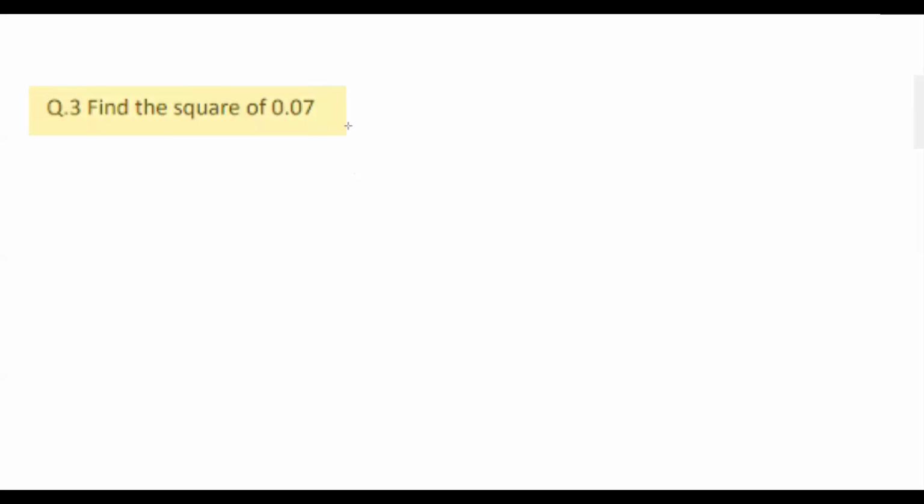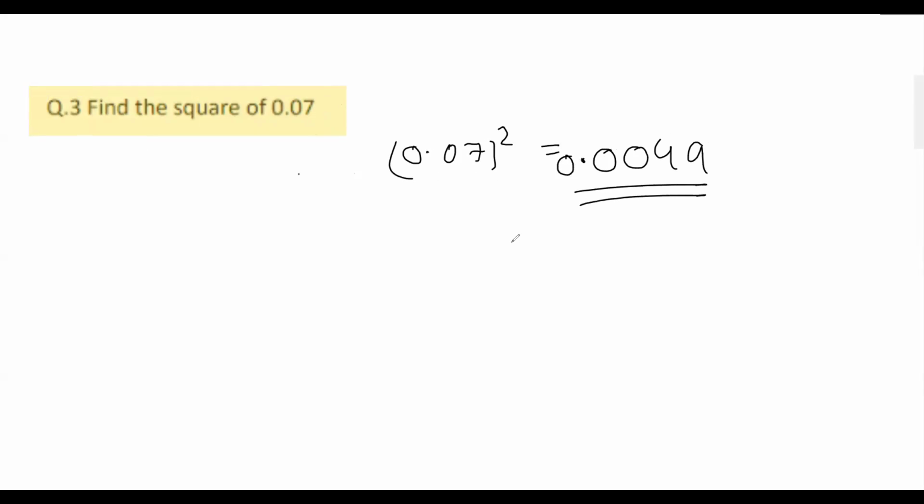The third question is to find the square of this number. That means we have to get 0.07 square. You know that 7 square is 49. And we have two decimal places here. In the square of a number, the decimal places get doubled. So the two decimal places will become 4 decimal places. So you'll be writing this as the square of 0.07.